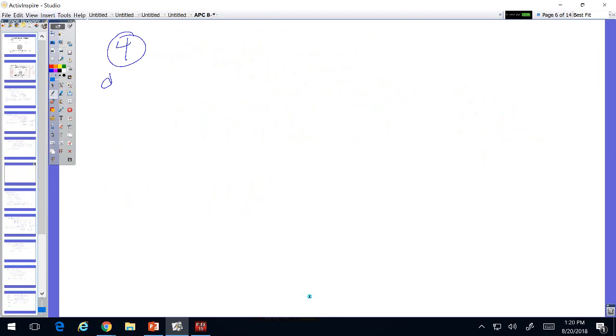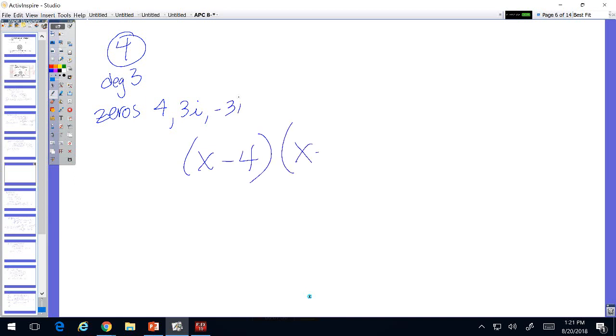Alright, we need a function with a degree of 3. We know our zeros are 4 and 3i. Guys, if 3i is a 0, what must also be a 0? Negative 3i. Okay, so if we're given the zeros, we can write the factored form. It's just x minus each 0. Oops, I left off the i. And here we have minus a negative, which makes a positive.